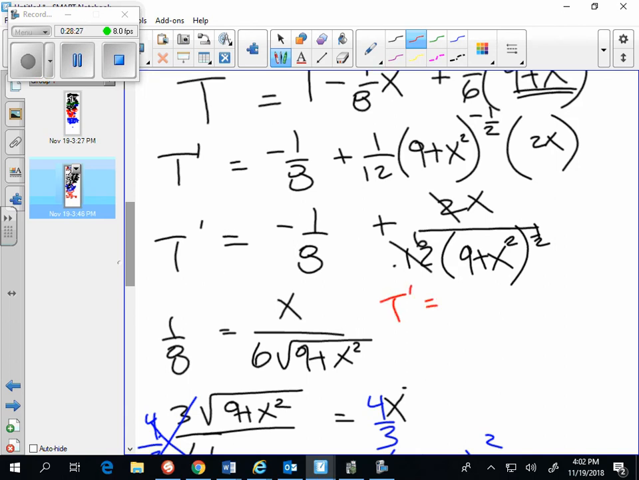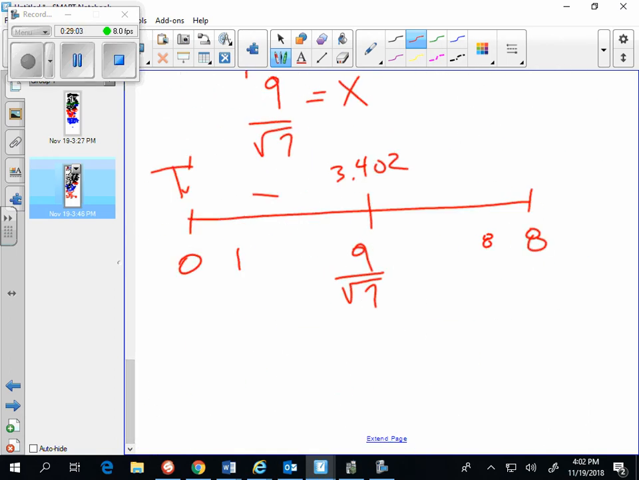T prime equals negative 1/8 plus 2 over 6 square root 9 plus x squared. Okay, if I plug in a 0, I get 0 here. Square root of 9 is 3. 3 times 6 is 18. 2 over 18 is 1 over 9. So I've got negative 1/8 plus 1/9. Well, this is not big enough to undo that, so I've got a minus on T prime.